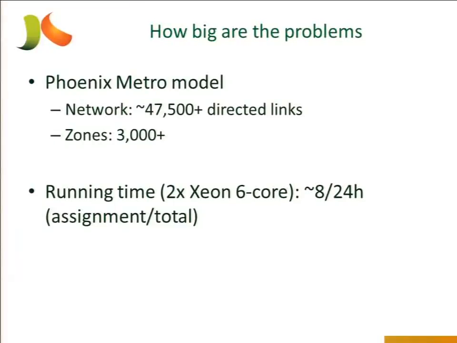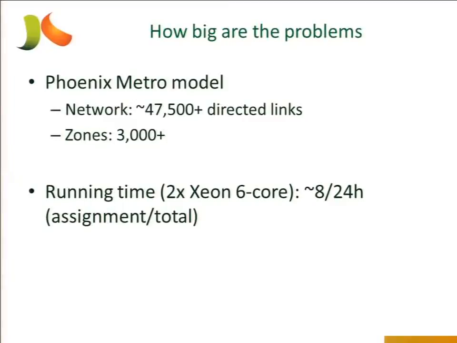So as I told you, in Phoenix Metro, I don't even know if I should put Phoenix there because this is something I do outside the agency. All this work I did outside the agency that I work for has nothing to do with it. So it's not a huge network. We have 47,500 links and 3,000 zones. So we're not going from all to all, it's 3,000 to 3,000. And assignment alone takes 8 hours of these 24 hours. And the other is all the econometrics that I told you about, trip distribution and mode choice, et cetera.